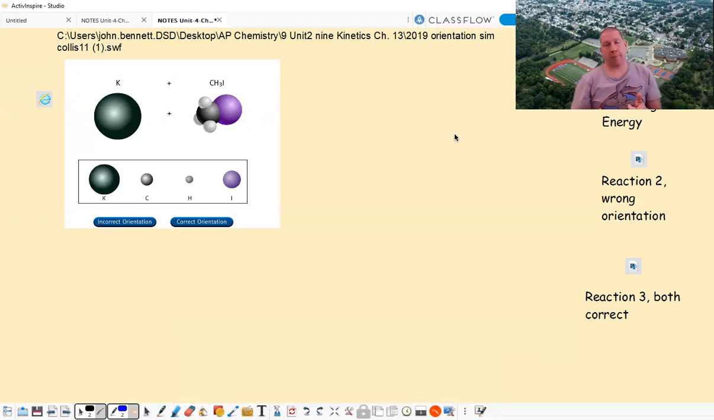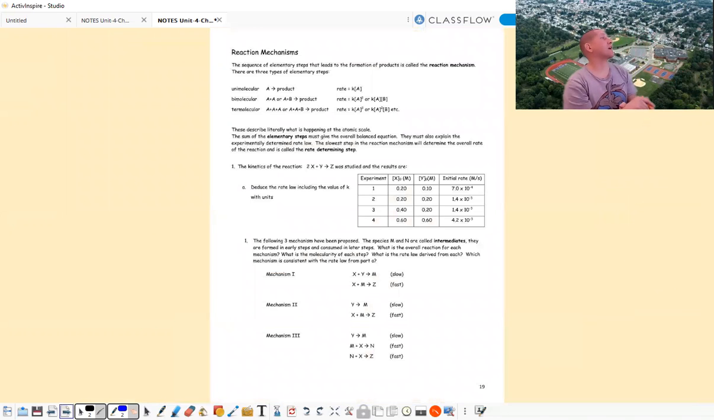So that's what we mean by proper orientation. They literally have to physically collide in the correct order.